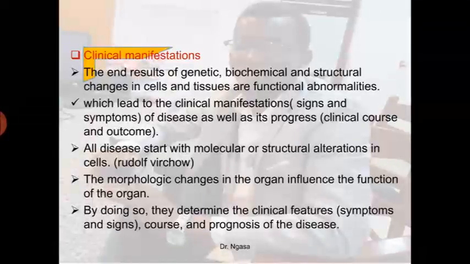So the morphological changes in the organ influence the function of the organ. If the organ does not have any changes, then it will function normally. But once there are stimuli which affect a certain cell, tissue, or an organ in general, and these morphological changes occur, then the functioning of that organ can be impaired, and the person may present with certain manifestations which can be characteristic of a certain disease. By doing so, we determine the clinical features and so forth, as we have seen.